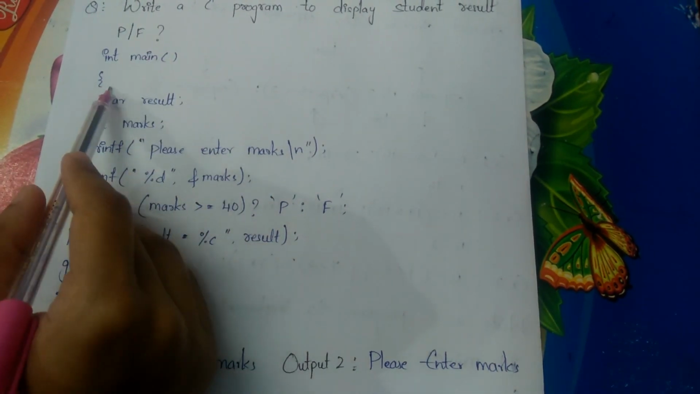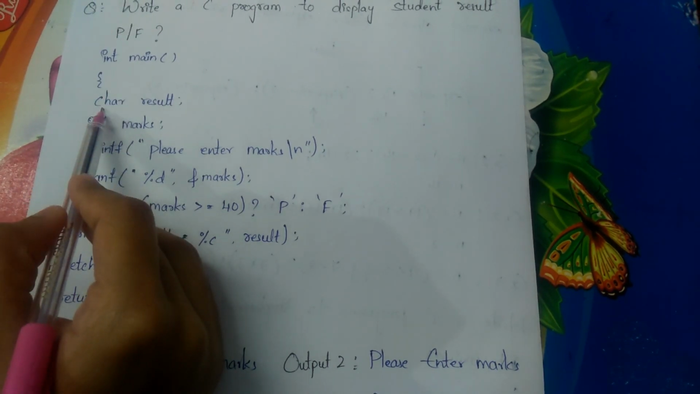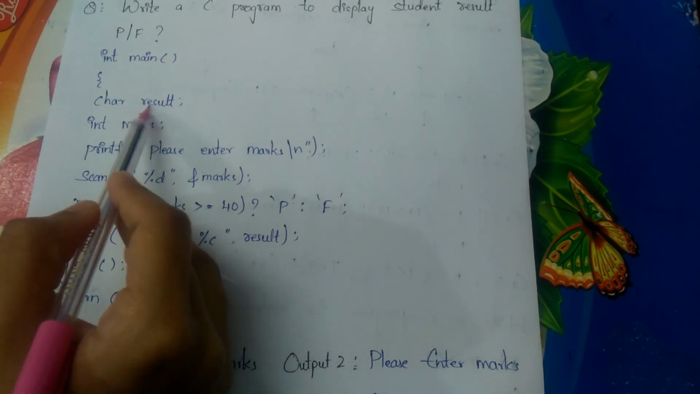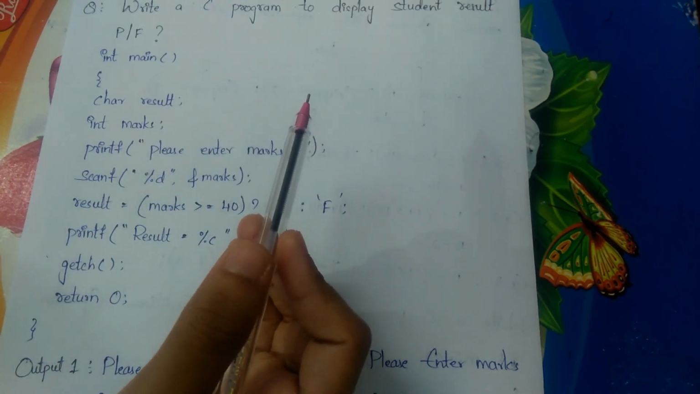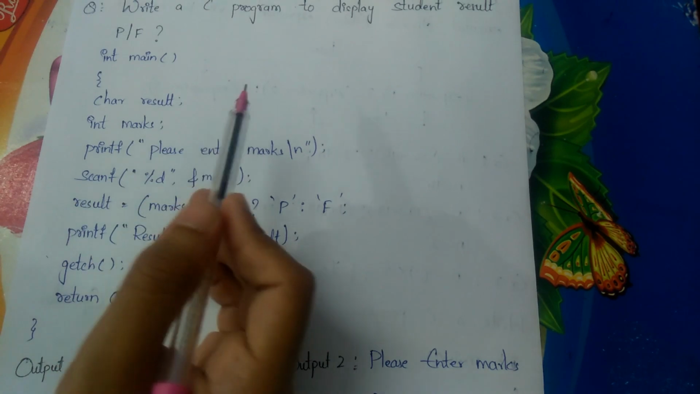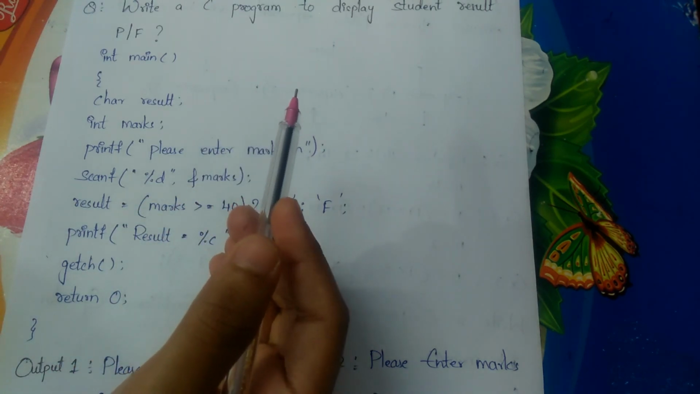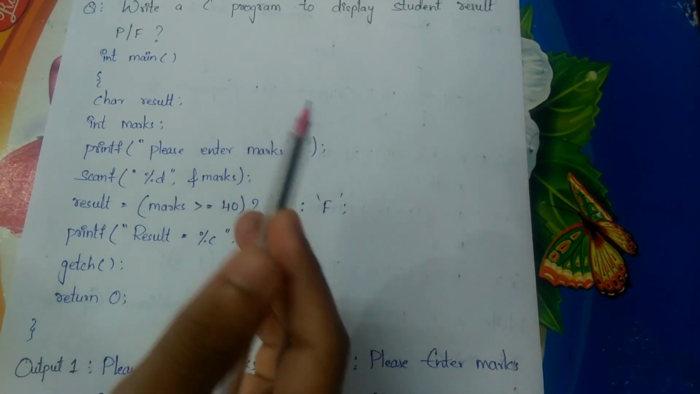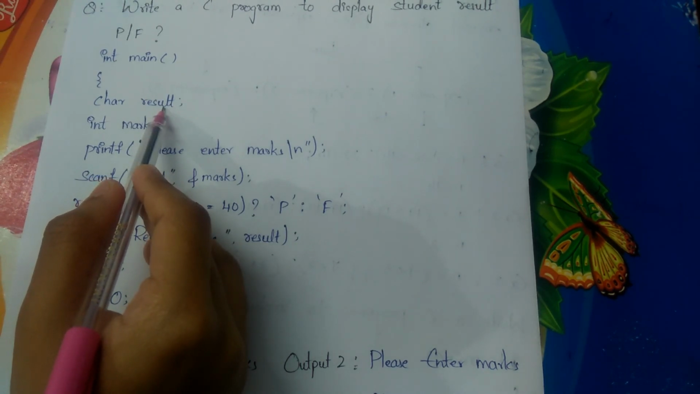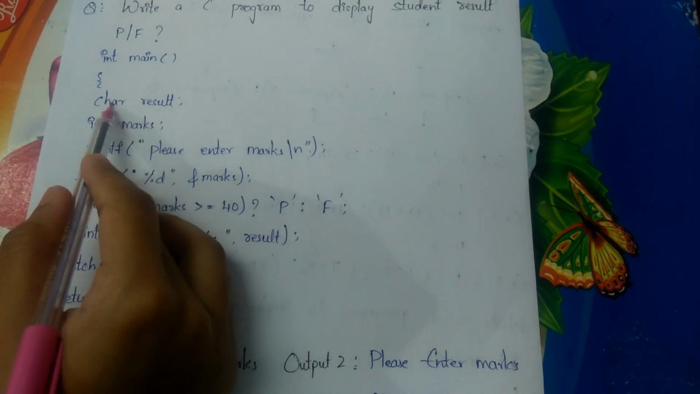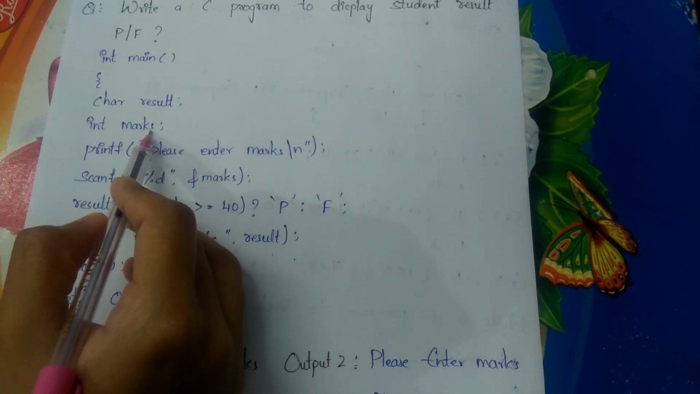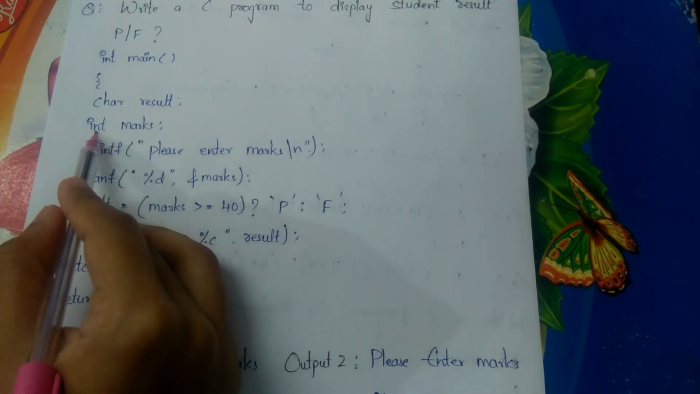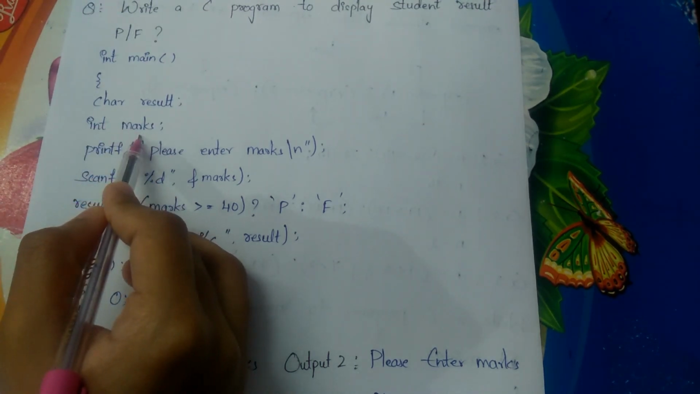After this, with the data type char, I am taking the variable result, because in result the character value will be stored, because it prints the result of a student, whether it is pass or fail. So that's why I'm declaring it with the character data type. Now int marks. Whatever marks we are entering will be in the form of an integer only. So that's why I am declaring the marks variable with the data type int.